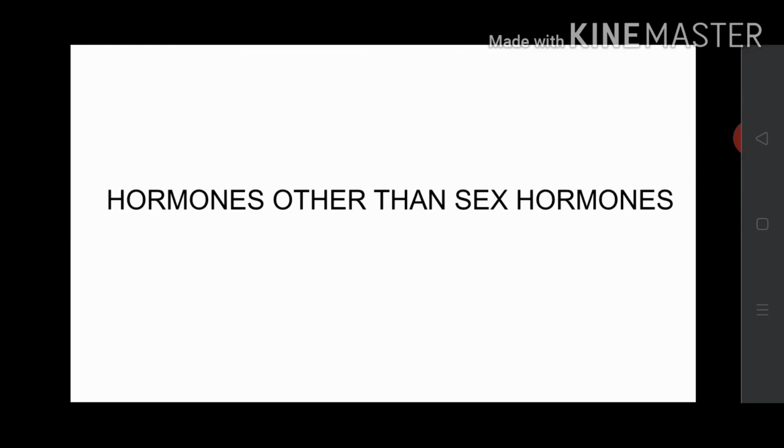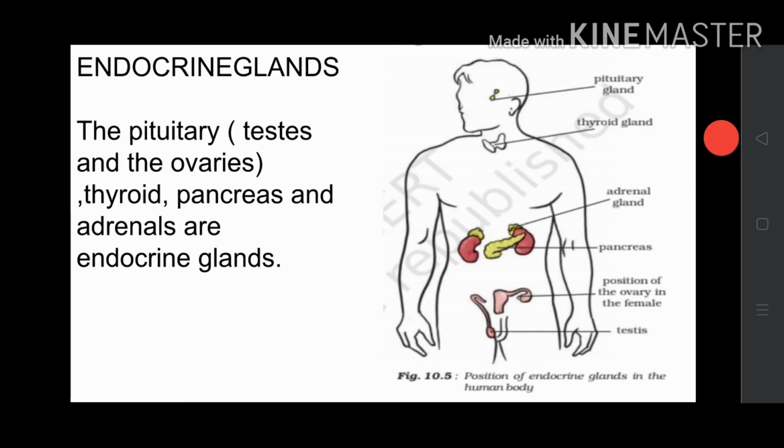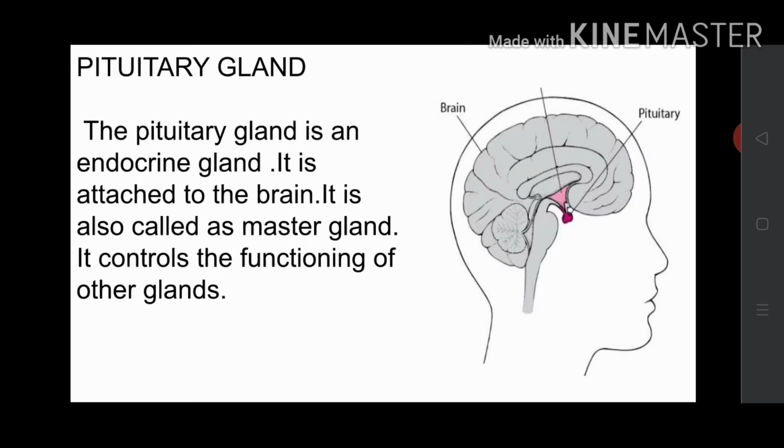Hormones other than sex hormones. As you can see in the picture, this is the position of endocrine glands in the human body. Pituitary gland, thyroid gland, adrenal gland, pancreas, ovary and testes are endocrine glands. Let us learn in detail.